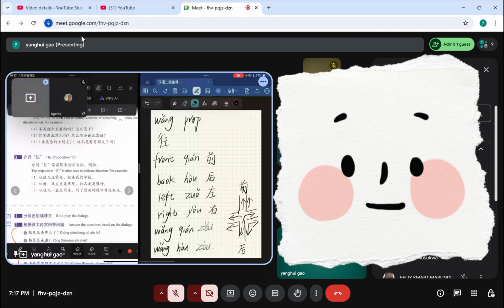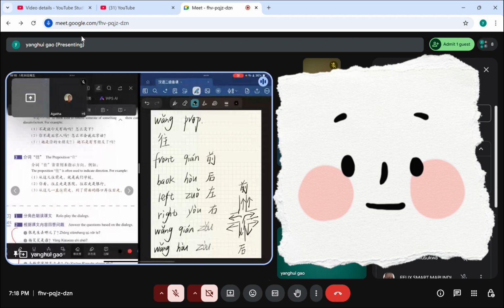Turn right. 往右走, okay? So actually 往左走 and 往左 have the same meaning. So when you give the direction to someone, you can say 往左 or 往左走. They have the same meaning, okay?